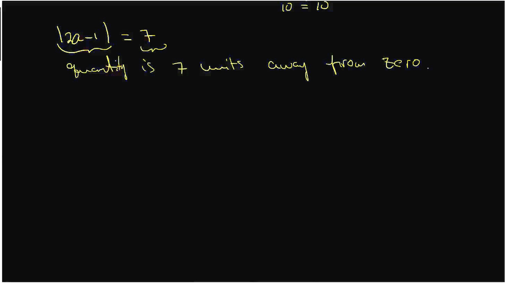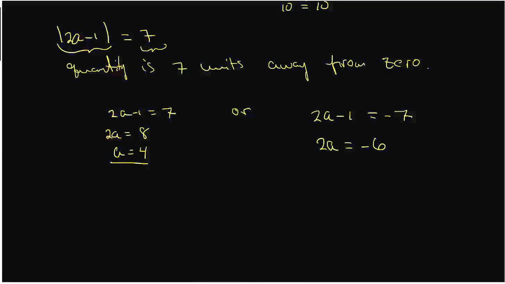But to solve it, you would say 2a minus 1 equals 7, or 2a minus 1 equals negative 7. Solving this one, you can add 1 to both sides. We get 2a equals 8, or a equals 8 divided by 2 is 4. There's one solution. Over here, we can say that 2a minus 1 equals negative 7. We can add 1 to both sides. We get 2a equals negative 6, or a must be negative 3. And if you substitute these values, we can always check. Never forget to check, especially with these absolute values.